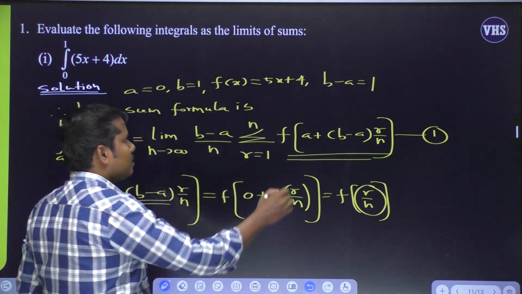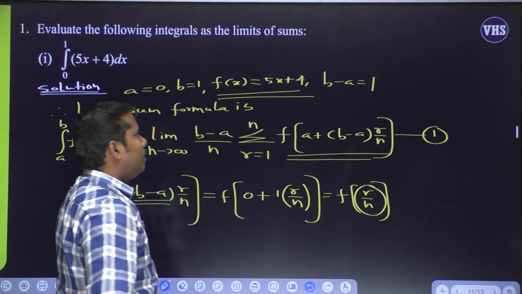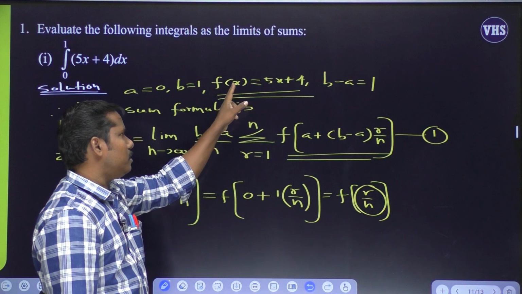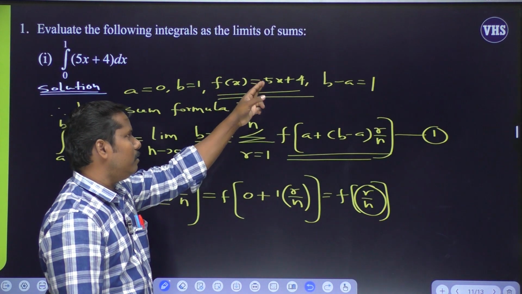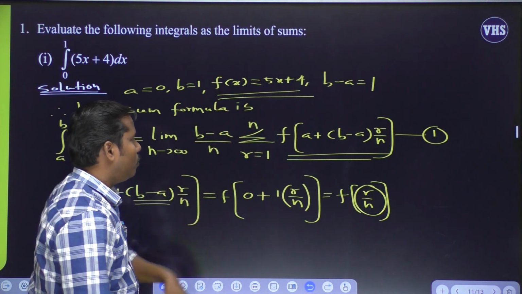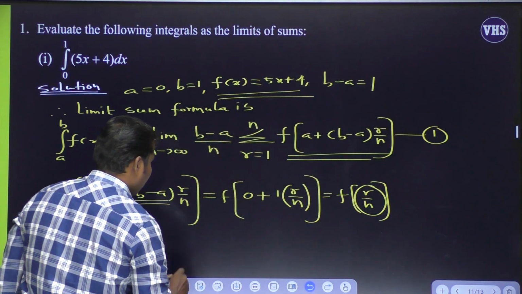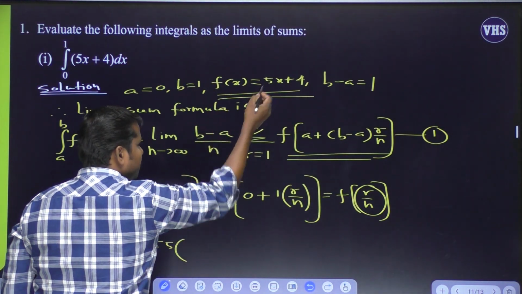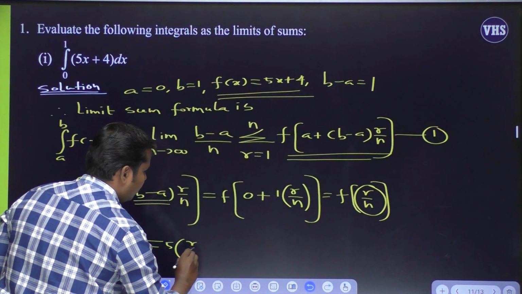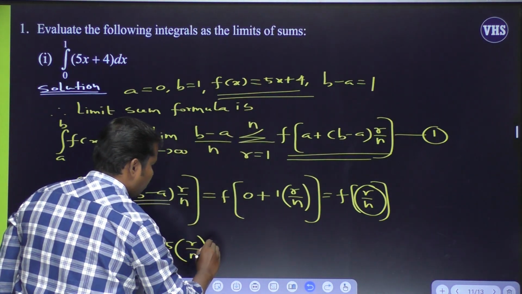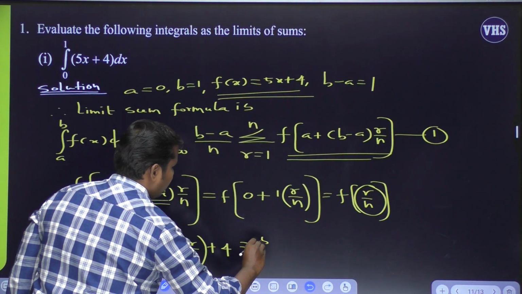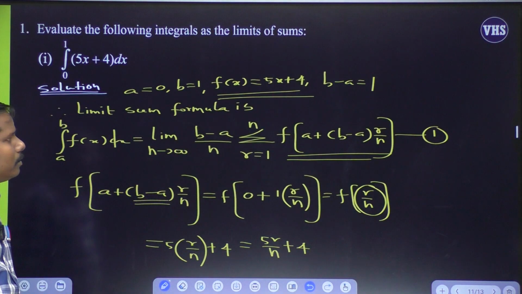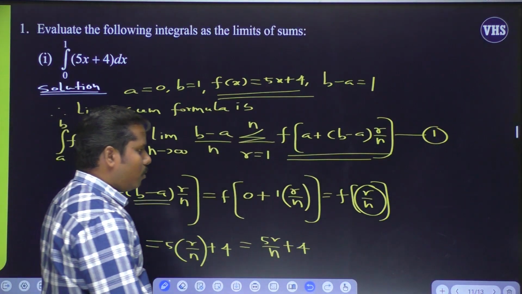This is our f of x. How does f of x act? See it. Whenever you give input x, what is the output? 5 into x. That is, the x is multiplied by 5. Finally, we should add 4 with that. So, instead of x, you are getting r by n. So, what is the output? Tell me. 5 should come. 5 into x. What is x here? r by n. Plus 4. So, which is nothing but 5r by n plus 4. We got it? Let us substitute that answer in equation number 1.